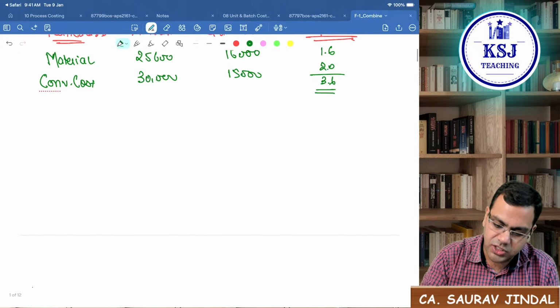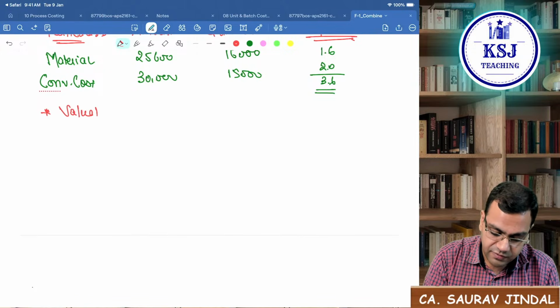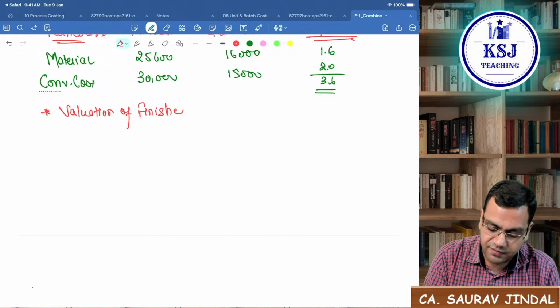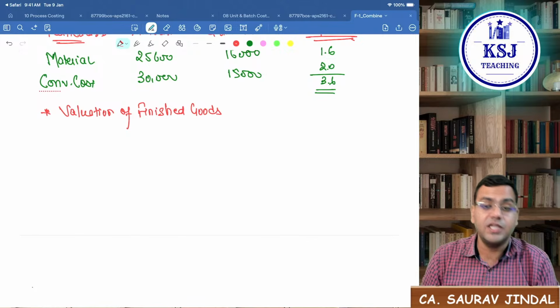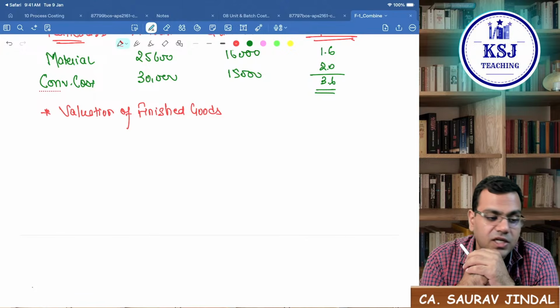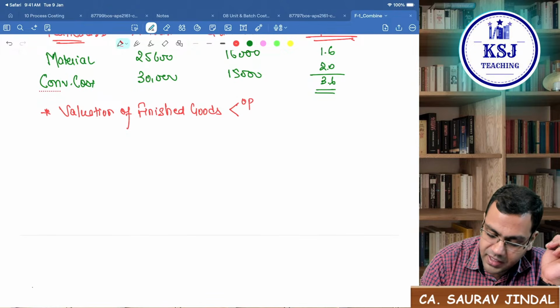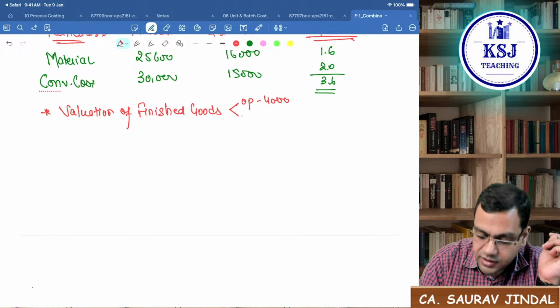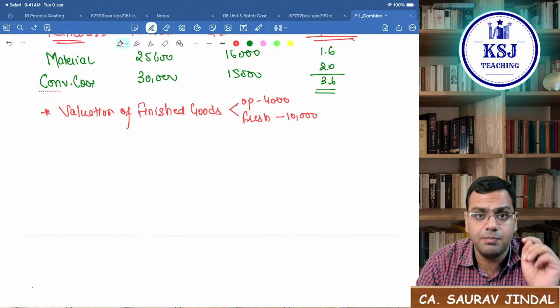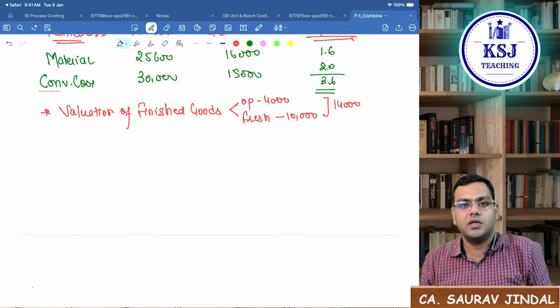Now comes the valuation of finished goods, which requires special attention. Valuation of finished goods. Please do it very carefully. For the valuation of finished goods, see what the finished goods are here. Some of the opening WIP goods were processed into finished goods. Some is from the fresh input. So we have to value it separately. Opening 4,000 units we will value separately. From the fresh input, 10,000 units we will value separately. Then find out the total value of those 14,000 units.